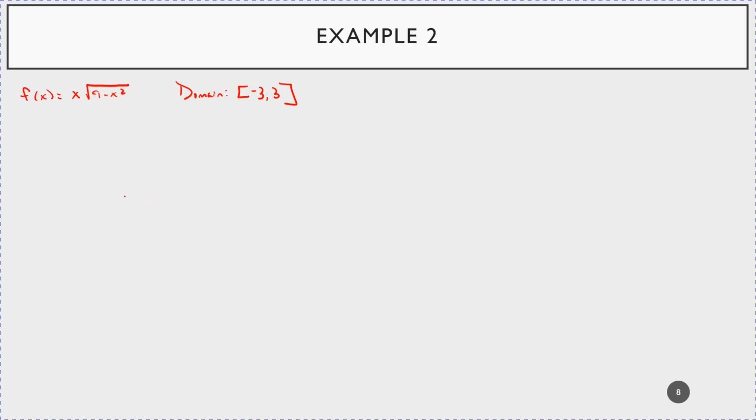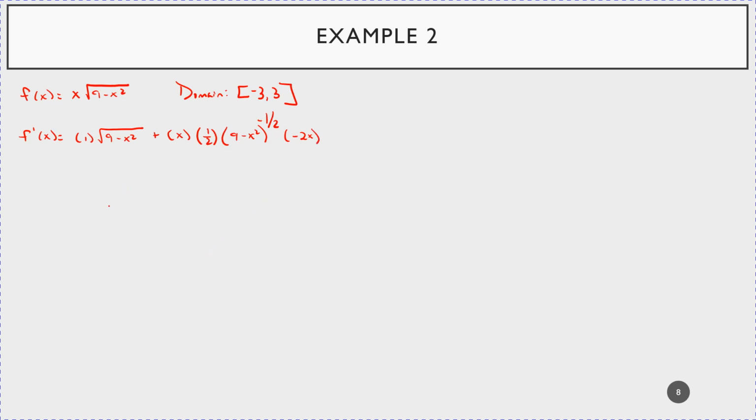All right. So again, what you have to do is find the critical values. So you have to find the first derivative. Right, so to find the first derivative, you're going to have to use the product rule. So the derivative of this is 1 times this plus x. And then this, I'm going to write it as 9 minus x squared to the 1/2 power. So then I bring the 1/2 down, get 9 minus x squared to the 1/2 minus 1, which is minus 1/2. And then the derivative of the inside is minus 2x.